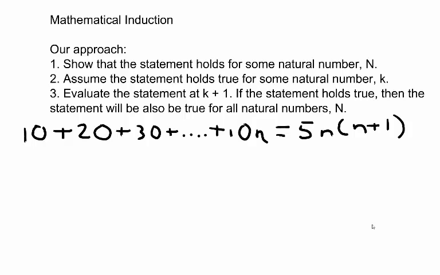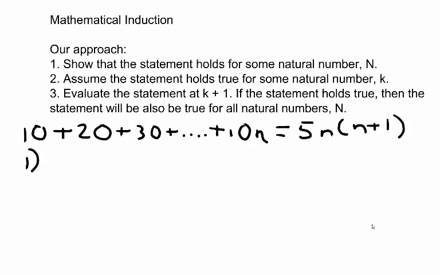In this example, we'll be looking at the statement 10 plus 20 plus 30, a sequence which ends at plus 10n, is equal to 5n times n plus 1. This particular sequence happens to be an arithmetic sequence. This is evident because the difference between one term and the next is a constant. Let's get started with step 1.